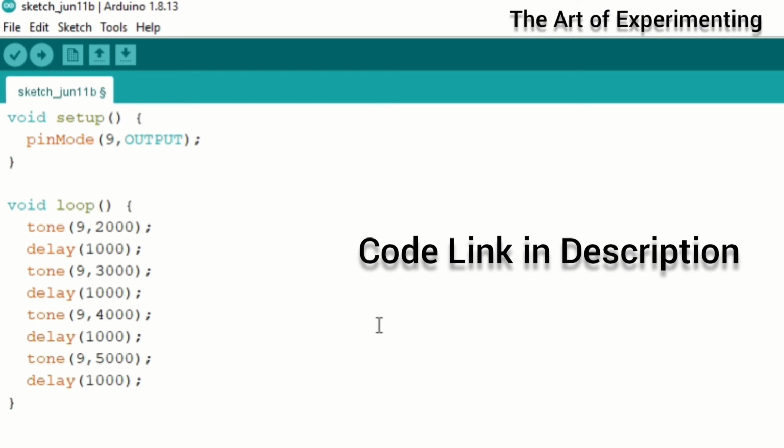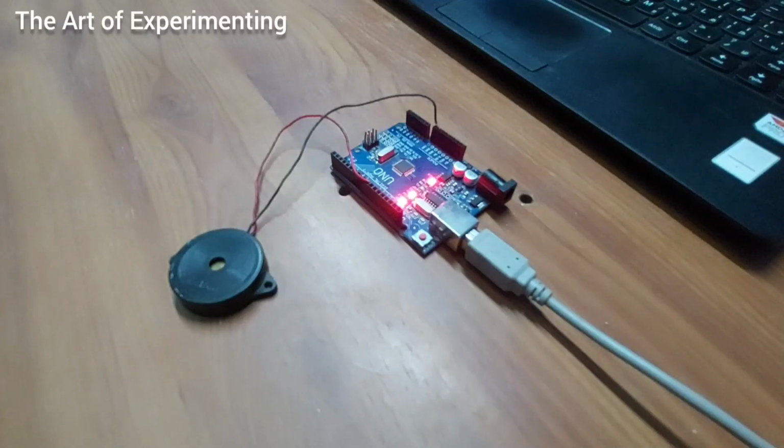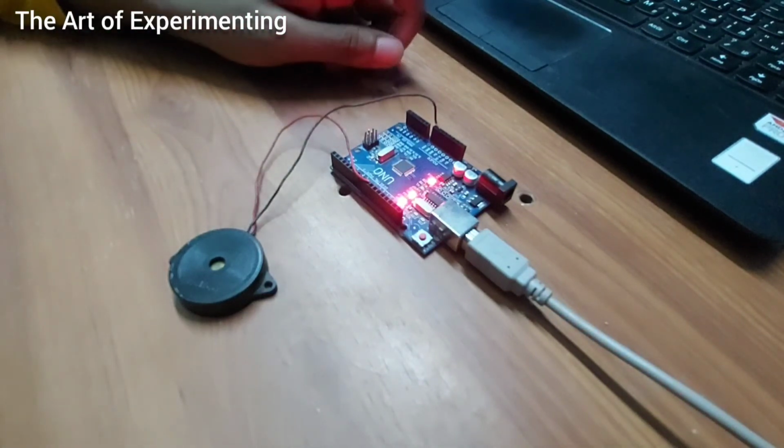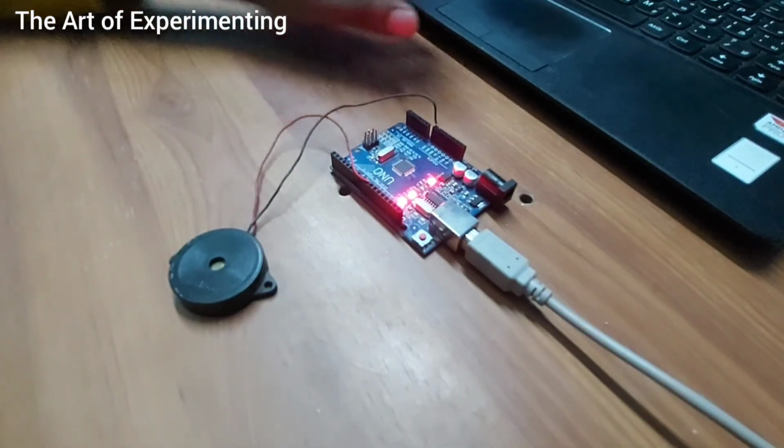So we will connect the circuit and upload this program. Now I have connected my buzzer to digital pin number 9 and grounded it. Now I will upload this program.